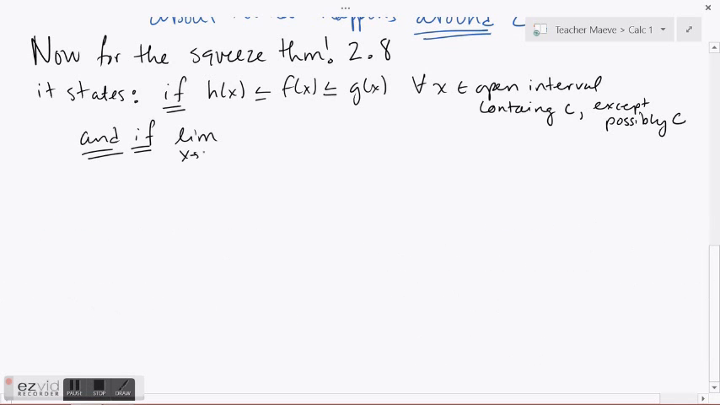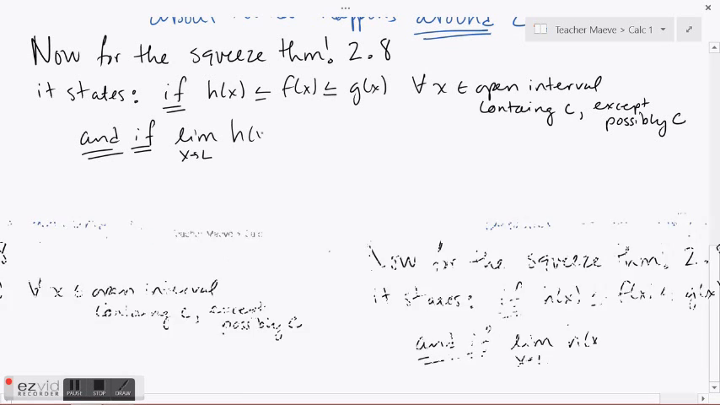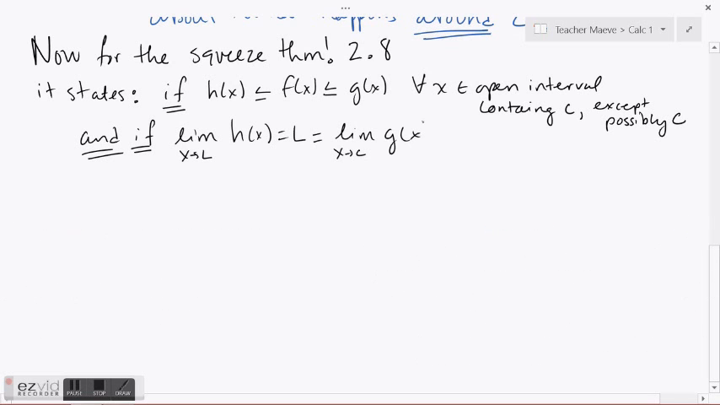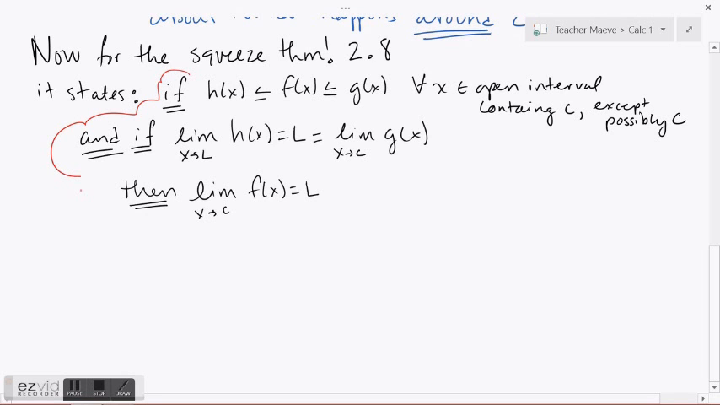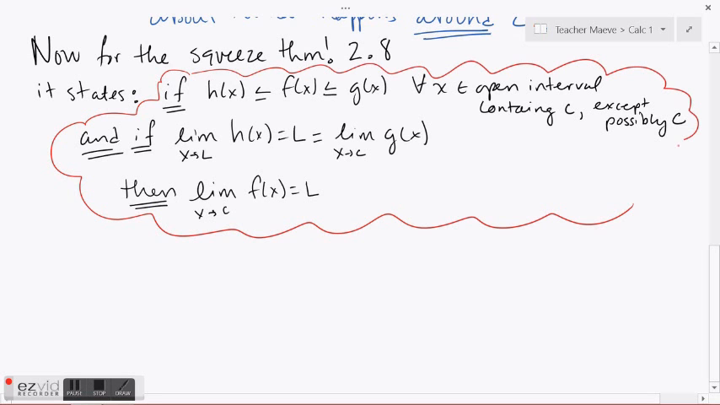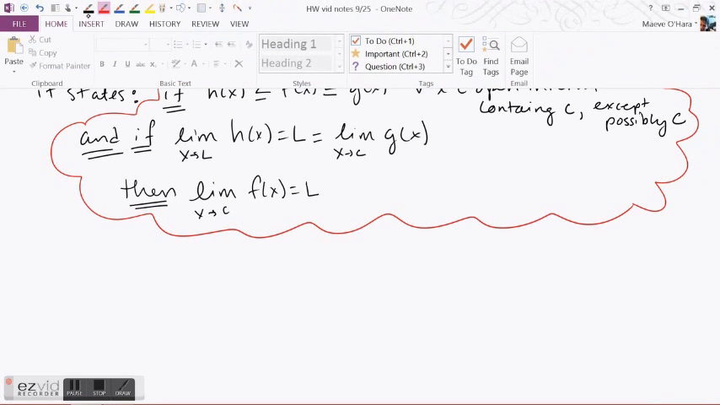Okay, and if the limit as x approaches c, sorry, that should be a c, of h of x is equal to L, and the limit as x approaches c of g of x is also equal to L, then the limit as x approaches c of f of x is equal to L. I'm sorry that my c looks like an L up there. It's the limit as x approaches c of h of x. Okay, so that's my whole theorem there. That's the squeeze theorem.